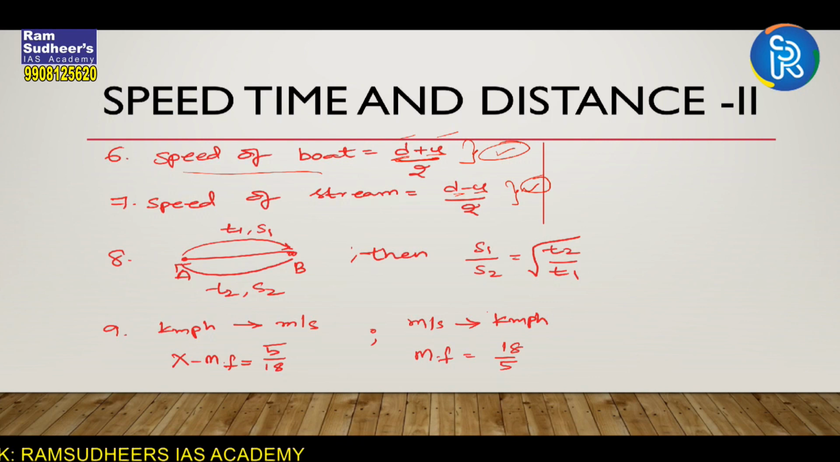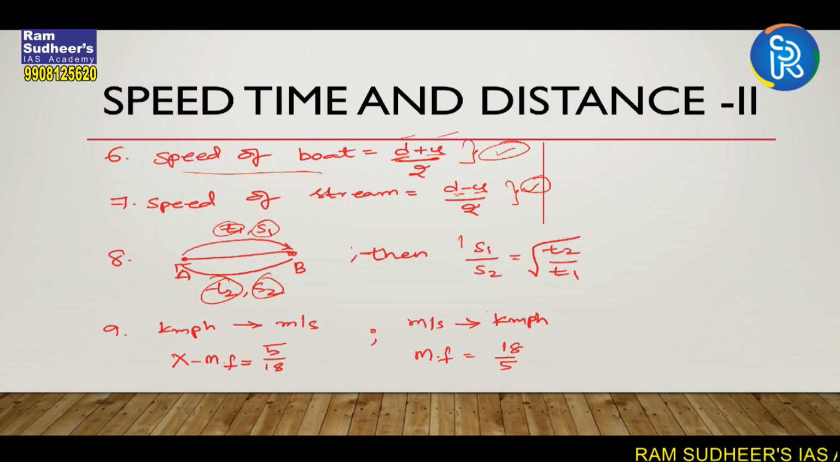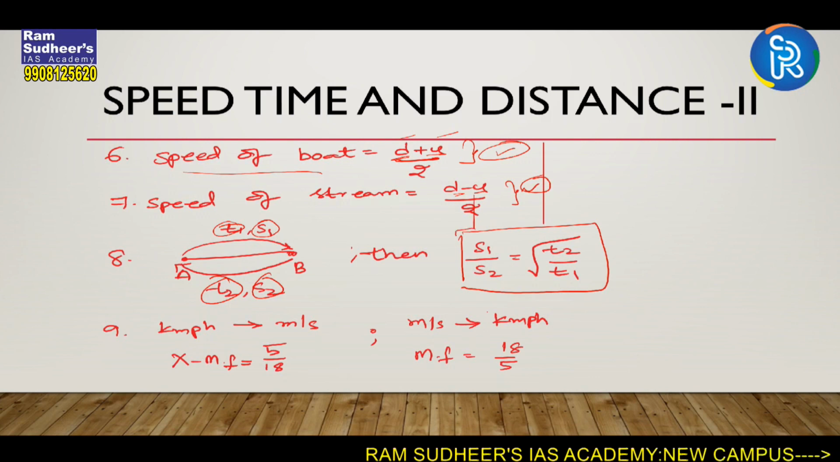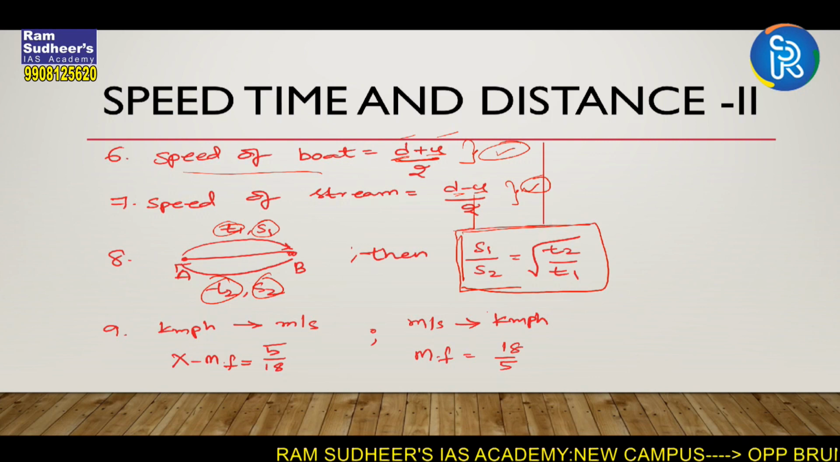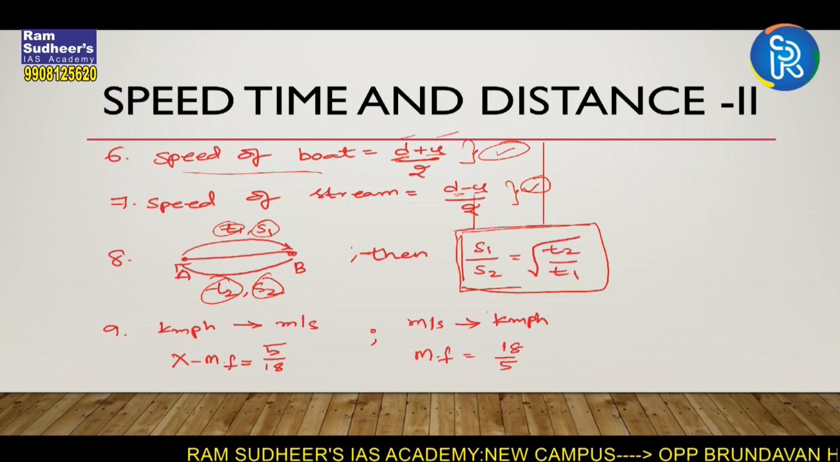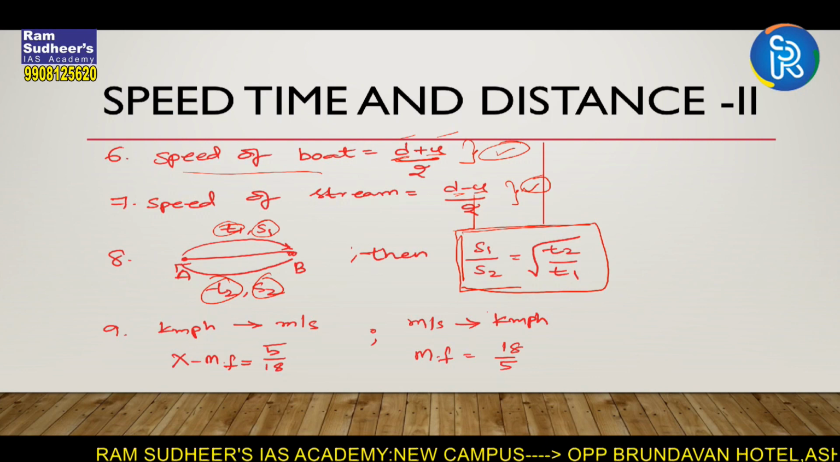And this formula is regarding your round trip problems. Moving from A to B takes t1 seconds with speed s1, and moving back from B to A, it would take t2 seconds with speed s2. Then the ratio of speeds s1 and s2 is equal to the square root of t2 by t1. I think you should remember this formula, and it is not that easy, not that difficult too. The square root of the opposite ones, because speed is inversely proportional to time.